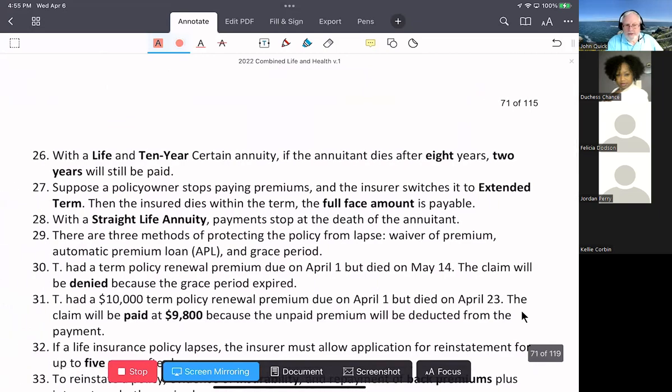Now, with a life and 10-year certain annuity, if the annuitant dies after 8 years, then what? 2 more years would still be paid.